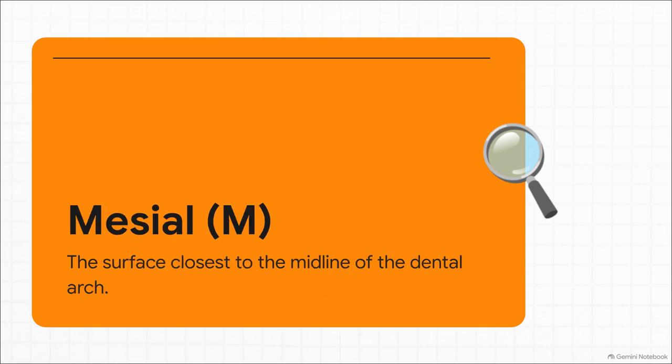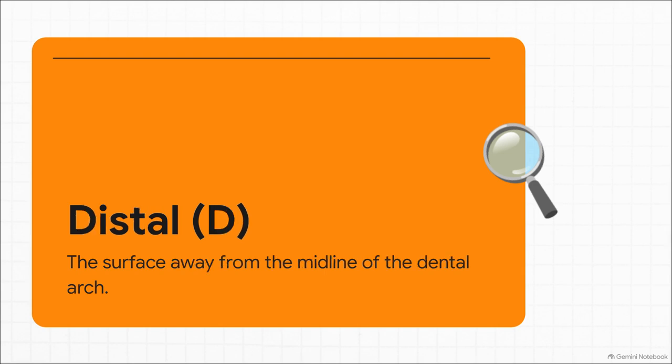Moving right along, we have the mesial surface, abbreviated as M. Imagine drawing a vertical line straight down the exact center of your face, right between your two front teeth. That's your midline. The mesial surface is simply the side of any tooth that is closest to that center midline. Precision is key here. It's always pointing toward the center of the dental arch. And directly contrasting with mesial, we have the distal surface, abbreviated as D. If mesial is closest to the midline, distal is the side of the tooth facing away from that center midline. A super simple way to remember this? Distal sounds like distance. It's the surface at a distance, moving away from the center of the mouth.